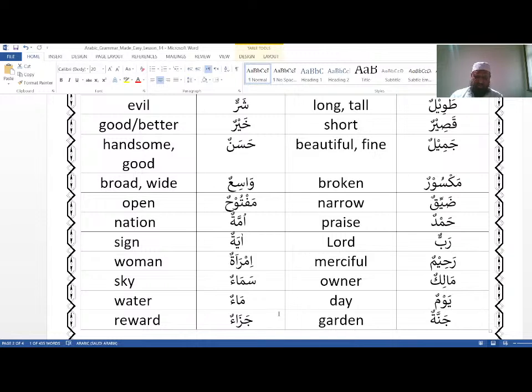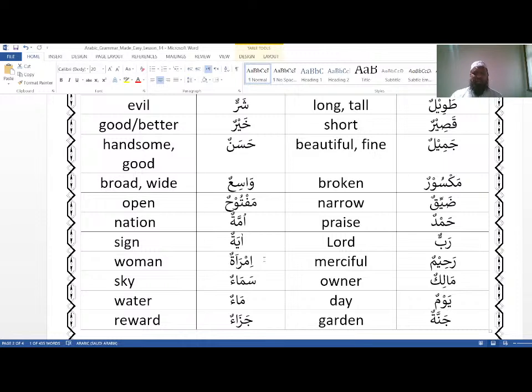Okay, so jaza'un, let's keep it as mudhakkar because it's masdar. If it was a solid ism name, for example, sama'un, then yes, it will be muannas. But because this is a name of a fail, jaza'un, to reward, a masdar can be either mudhakkar or muannas. But if we want to use this word, we use mudhakkar as a default.